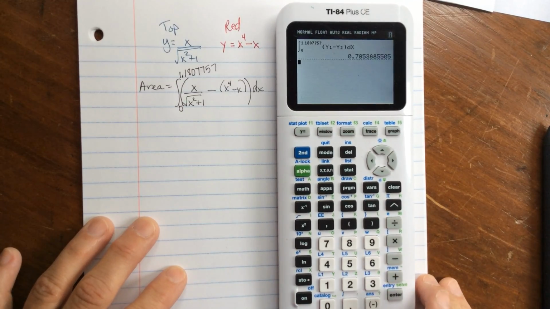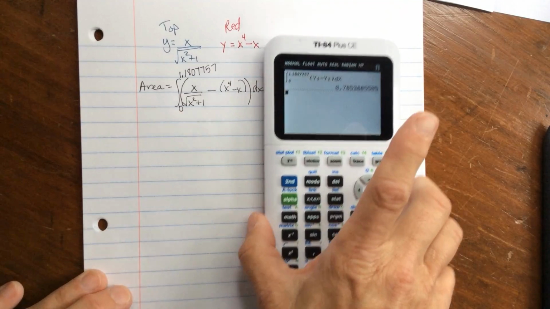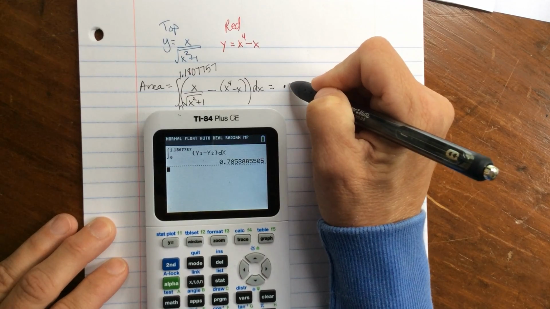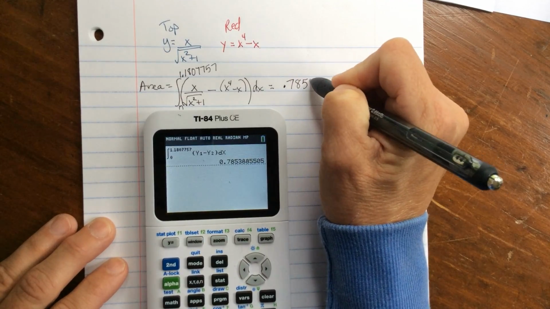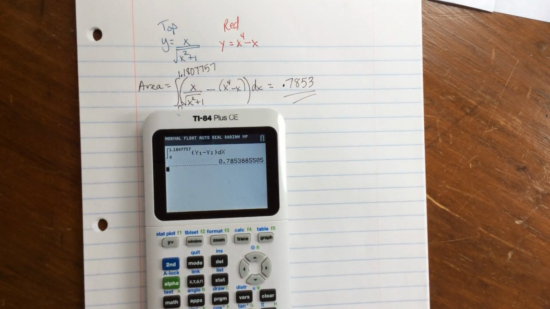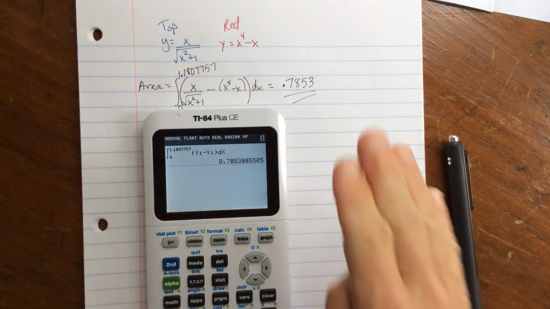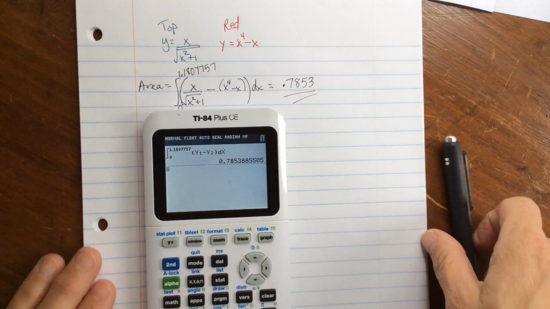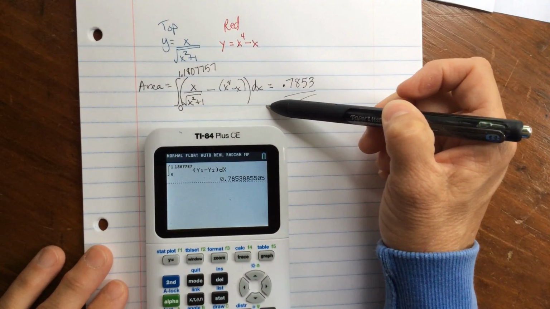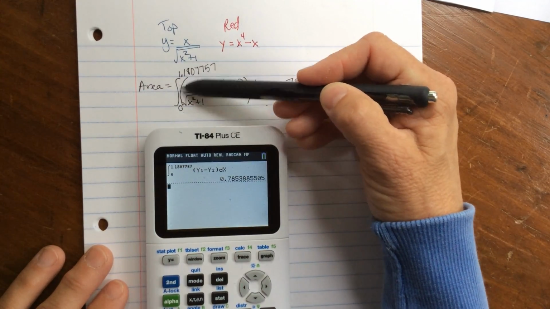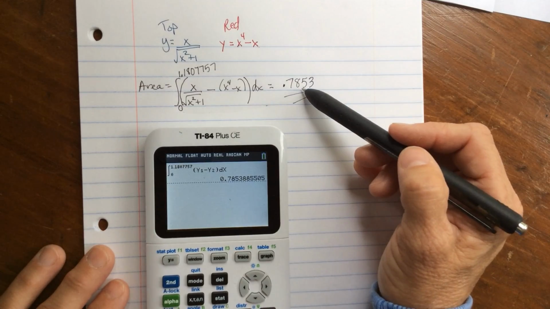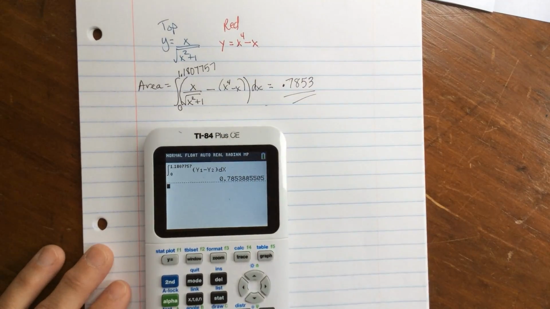I'm ready to push enter, and there's your area. So the area of that region is 0.7853. Now we don't have any units, so you just leave it as 0.7853. And there it is. When it's a calculator active question, it's so important for you to show the setup of the integral. You have to show your intersection, your lower bound and your upper bound, but you can let the calculator do all the calculations and show your answer.